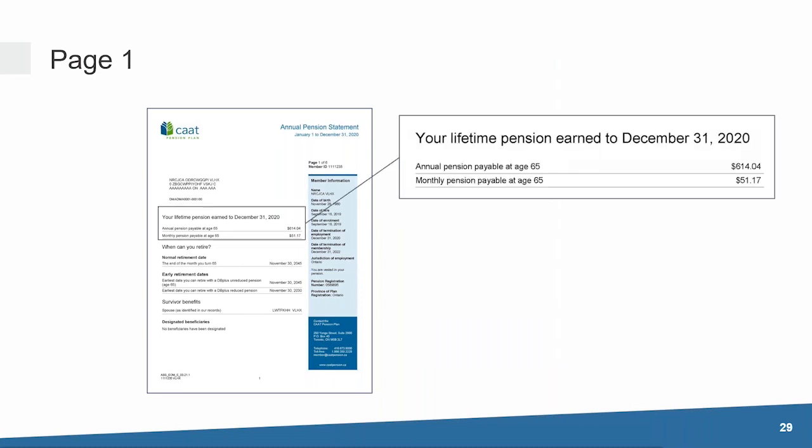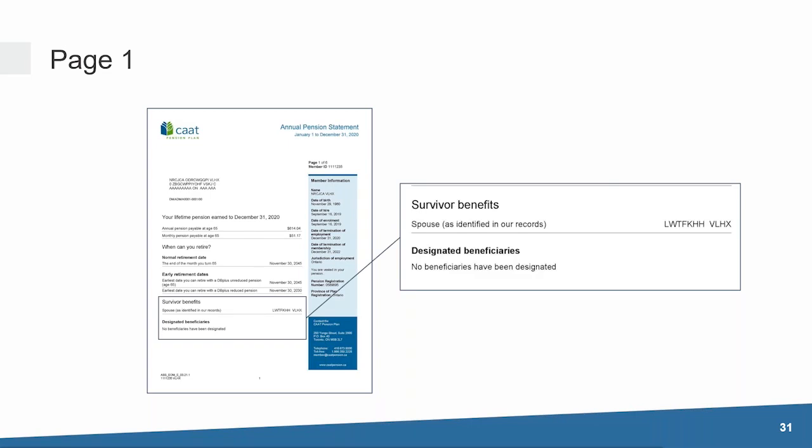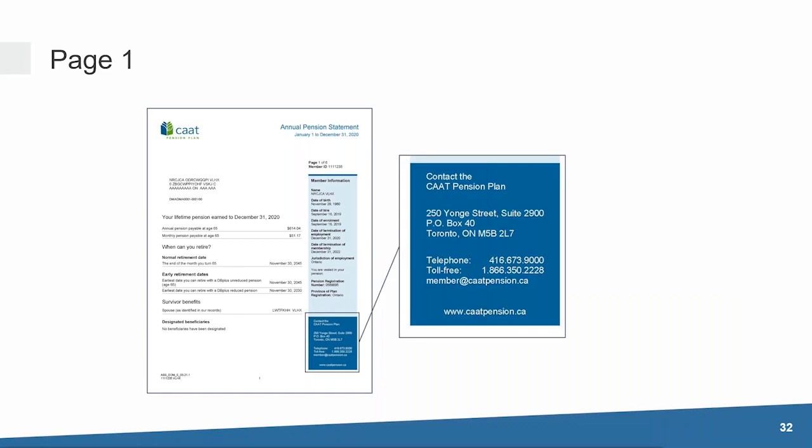The first main section outlines the accrued pension at December 31st, 2020, with AIW increases if applicable. The next section will provide normal and early retirement dates for the member. Here you can see the survivor benefit information and this dark blue box on the right side of the page provides contact information for the plan.